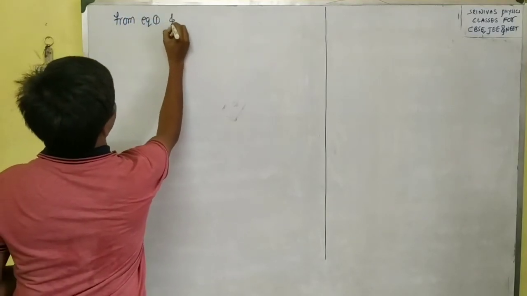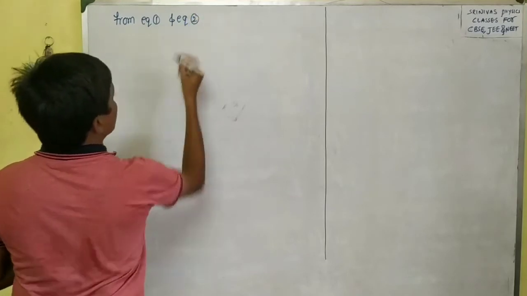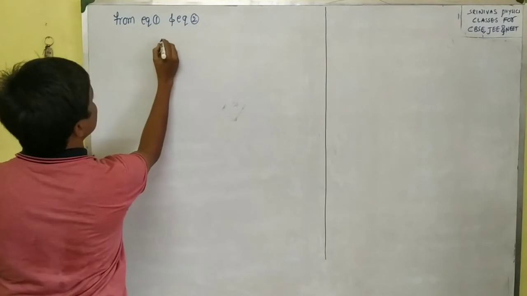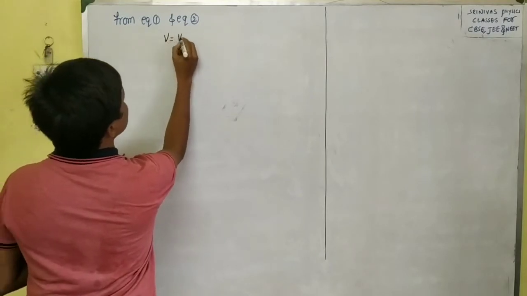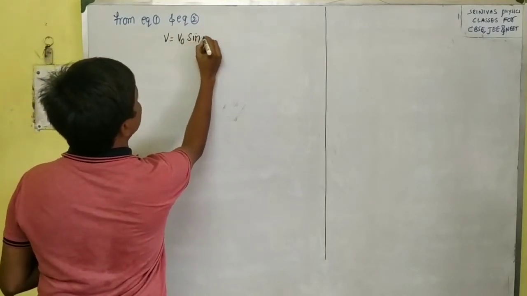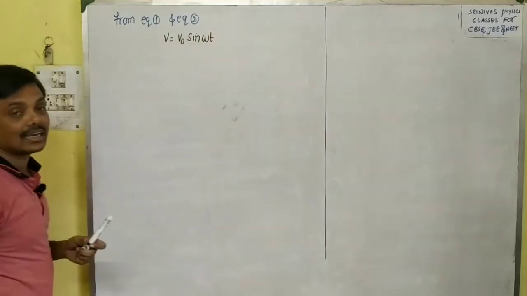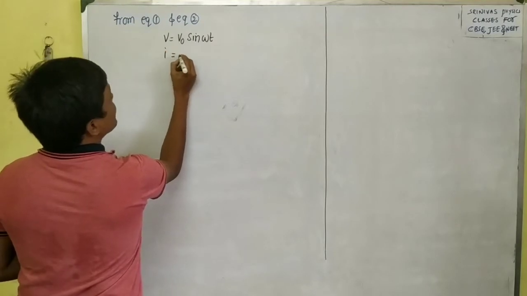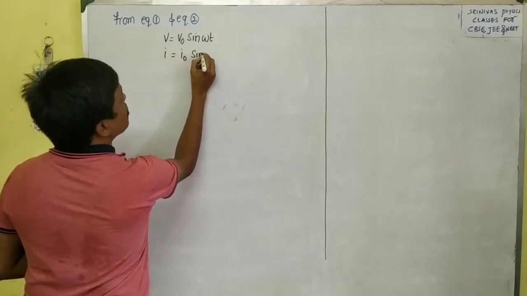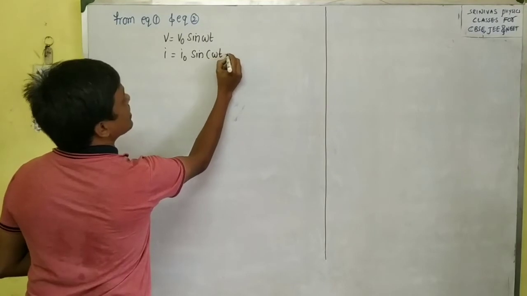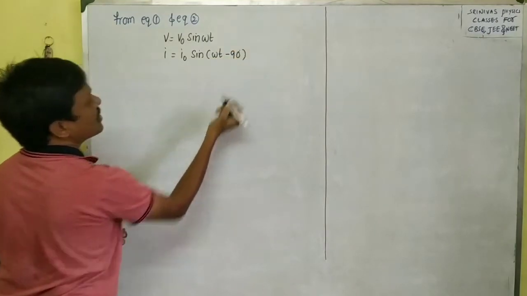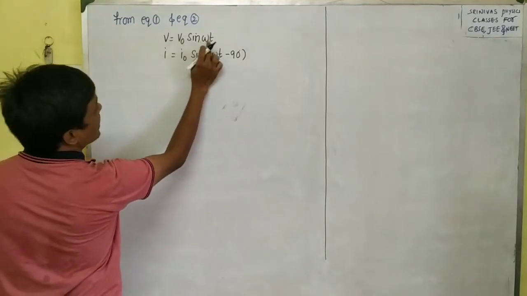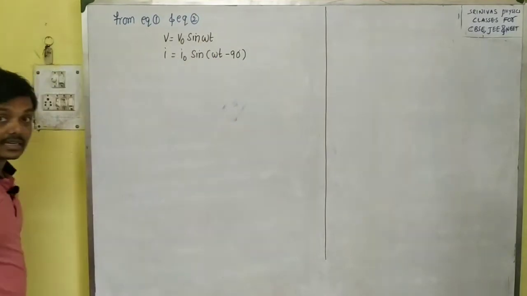From equation 1 and equation 2, we have the instantaneous voltage of the AC source, V is equal to V naught sin omega t. The voltage angle is omega t. From equation 2, the current formula is I naught sin omega t minus 90. Then what is the phase difference between the voltage and current? Voltage angle is omega t, current angle is omega t minus 90.